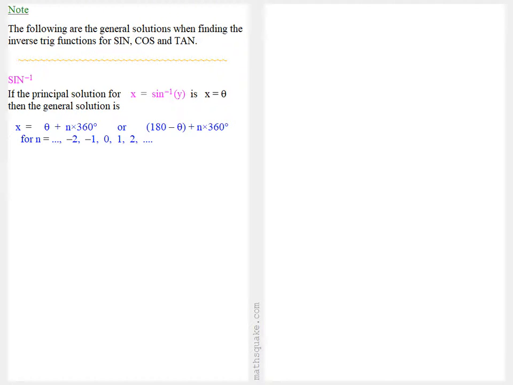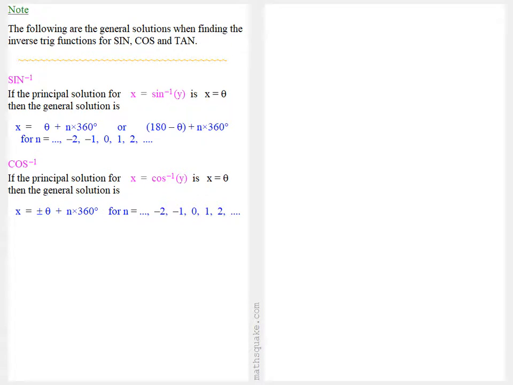Case inverse sine. If the principal solution for x equals sine minus 1 of y is x equals theta, then the general solution is x equals theta plus n times 360, or 180 minus theta plus n times 360, for any integer value of n. For the inverse cosine, if the principal solution for x equals the inverse cosine of y is x equals theta, then the general solution is x equals plus or minus theta plus n times 360 degrees, where n is an integer.